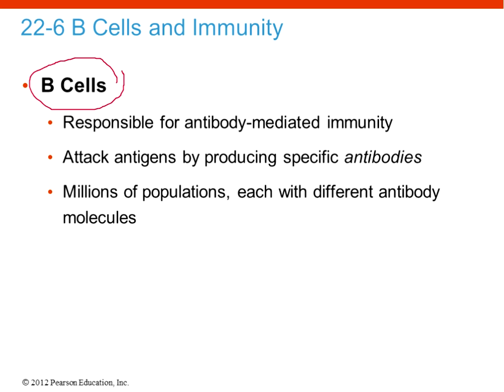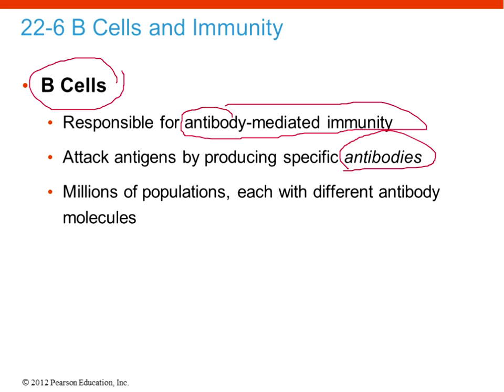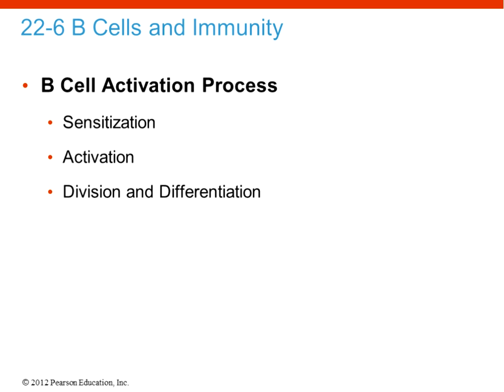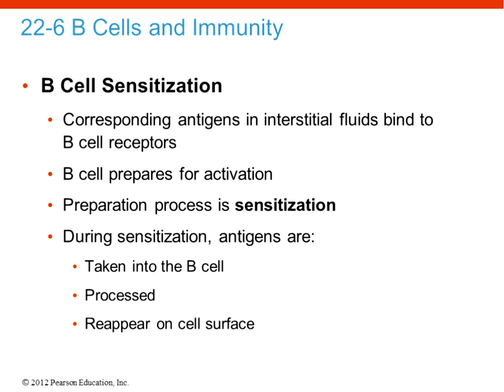Okay? B cells are the other way that these cells can work, and it's through what's called antibody-mediated immunity, right? They attack antigens by producing specific antibodies, hence the term antibody-mediated immunity, okay? Millions of populations, each with different antibody molecules, are how these B cells work. And so B cells, again, go through a similar process. They go through sensitization and activation, and then finally division and differentiation, right? And that's how they are going to work.